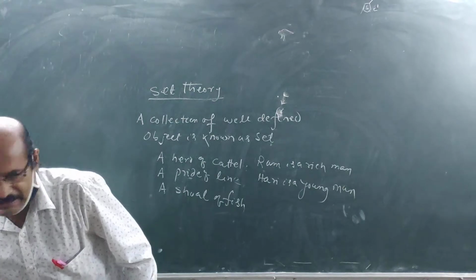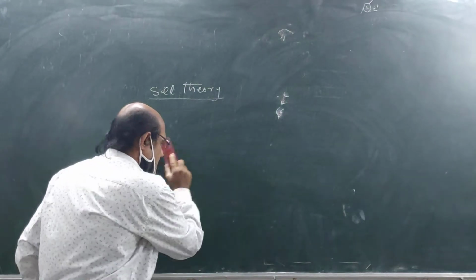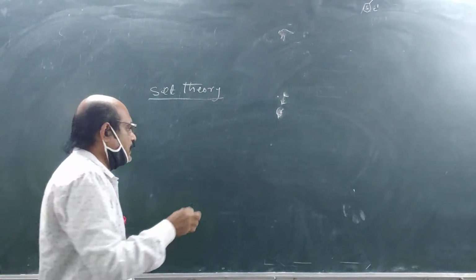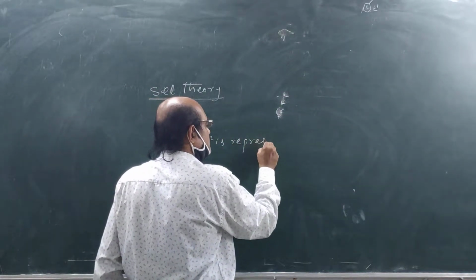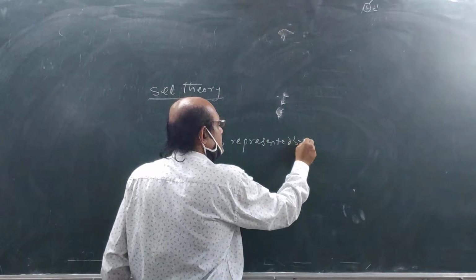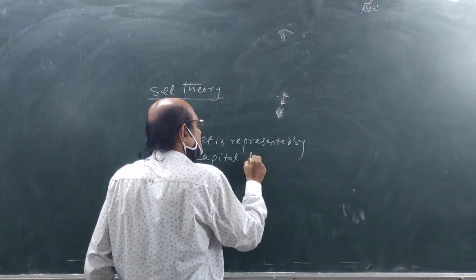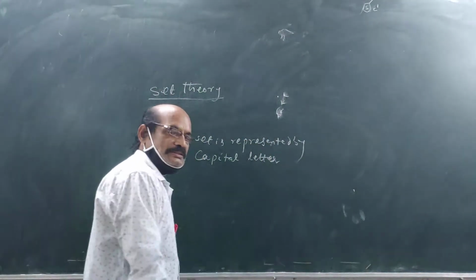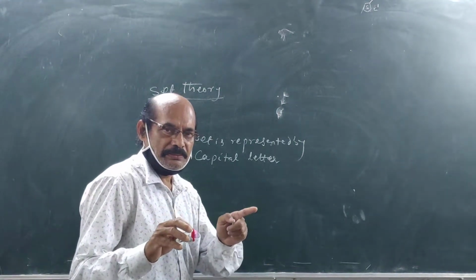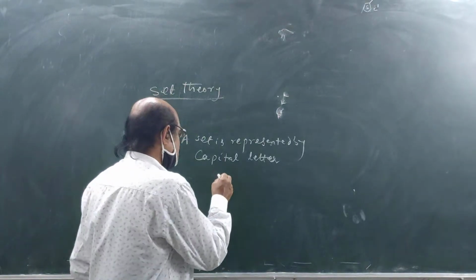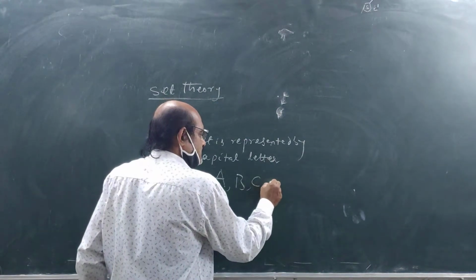How to write a set? A set is represented by a capital letter of the alphabet. For example, if I want to denote a set, I should mention the name of the set as either capital A, capital B, capital C, etc.